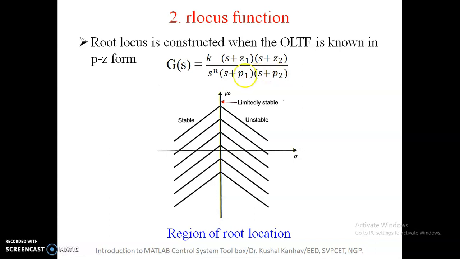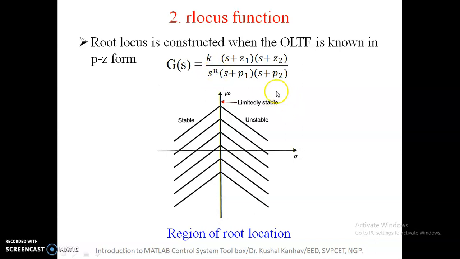Now this s to the power n indicates the type of the system, whether it is type 0, type 1 or type 2. And if we solve this complete denominator polynomial, then the highest power of s indicates the order of the system. So the order of the system depends on the highest power of s after simplifying, whereas the type of the system depends on this particular part, s to the power n. So this n indicates the type of the system.